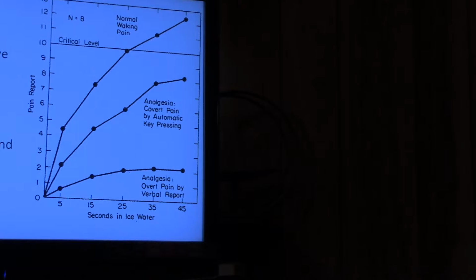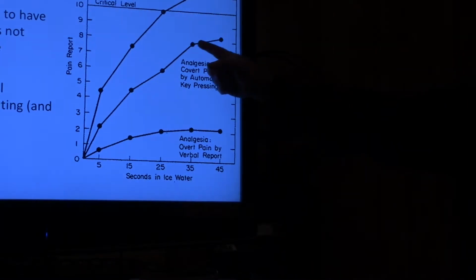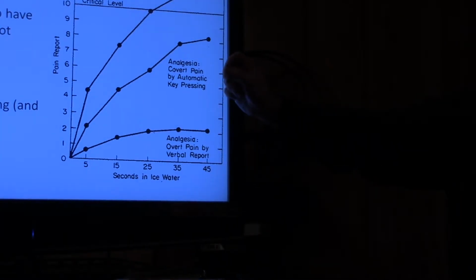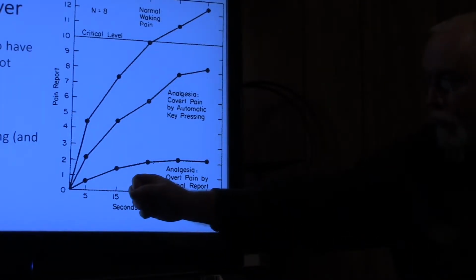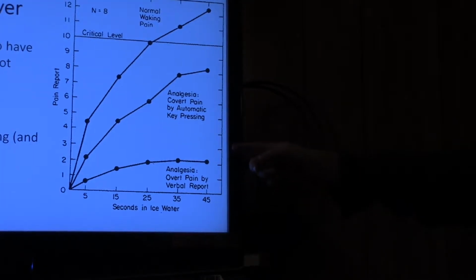Then they were hypnotized, and they were given an analgesia suggestion. Now, in addition to the analgesia suggestion, they were also given the suggestion that a hidden part of their mind would remain aware of the true state of affairs and the true level of pain that they were experiencing. That hidden part would be able to signal the true state of affairs by pressing a key. Okay? That's the middle line here, the covert pain by automatic key pressing. Their verbal responses about, oh, it feels like a 10 or a 12 or whatever. Okay, that's this line here.